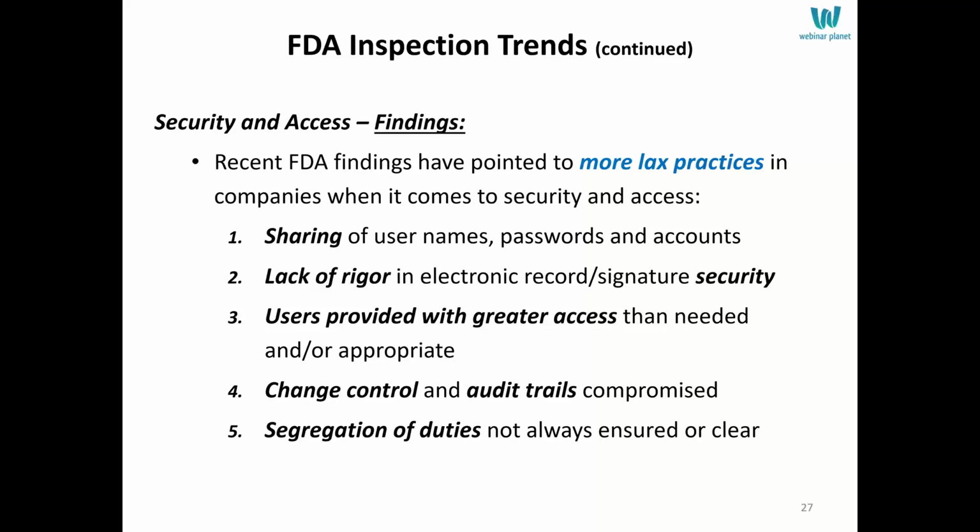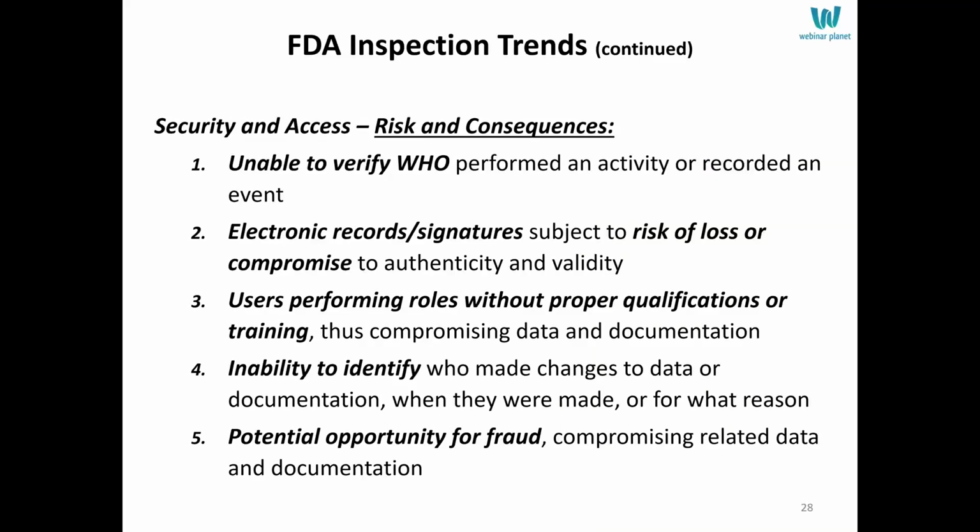Audit trails compromised, taking them offline or deactivating them or deleting them without an explanation. Segregation of duties not always ensured or clear. So the risk and consequences: you're not able then to verify who performed an activity. Electronic records and signatures could be subject to risk of loss or compromise to authenticity and validity.